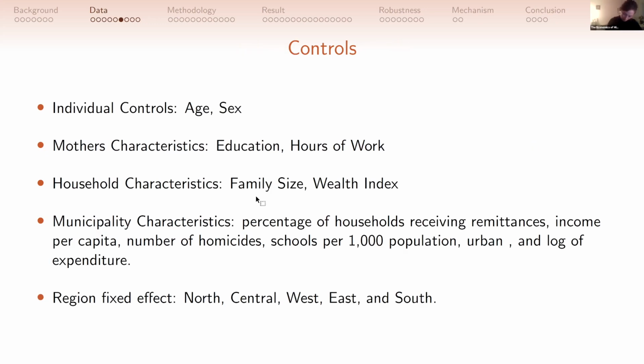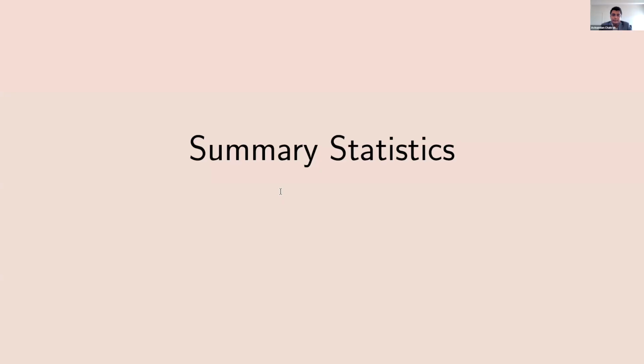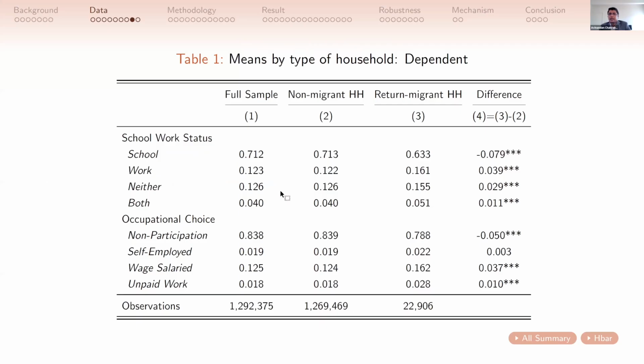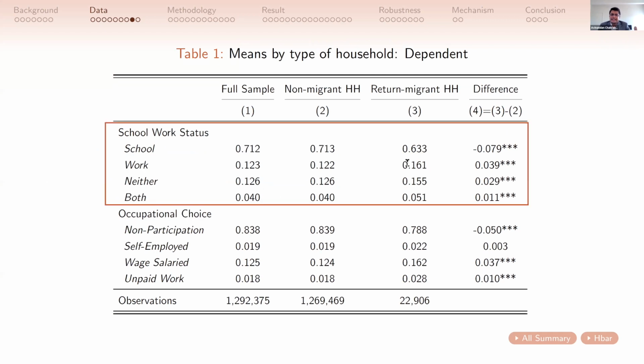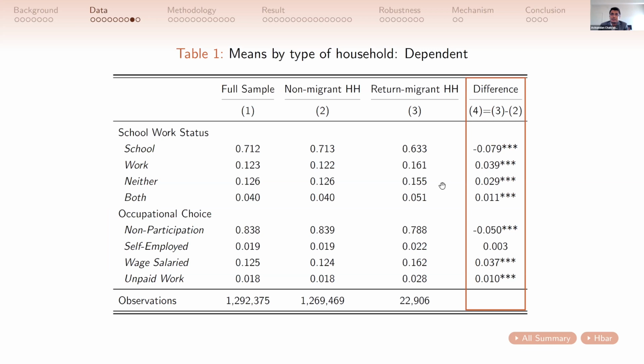I have individual controls, mother characteristics, household characteristics, and municipality characteristics, and also region fixed effects taken into account. Moving on to the summary statistics, I've divided the table by full sample, non-migrant household sample, return migrant household sample, and the differences of those with the t-statistics. As you can see, there are significant differences between the non-migrant households and return migrant households. I'm not going to discuss this right now because there are selection issues going on.